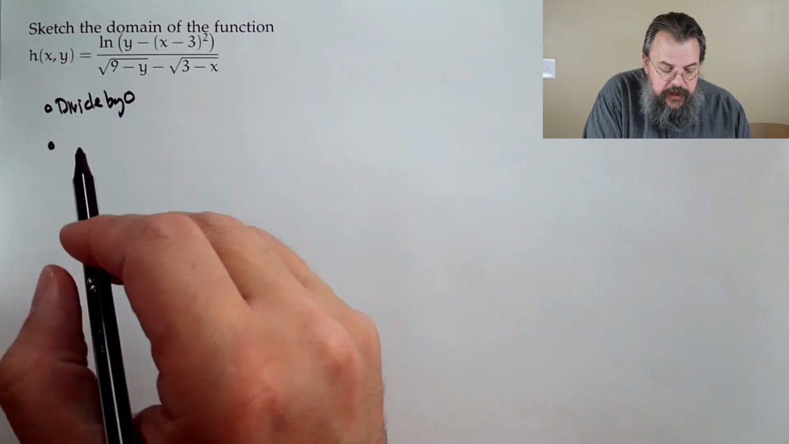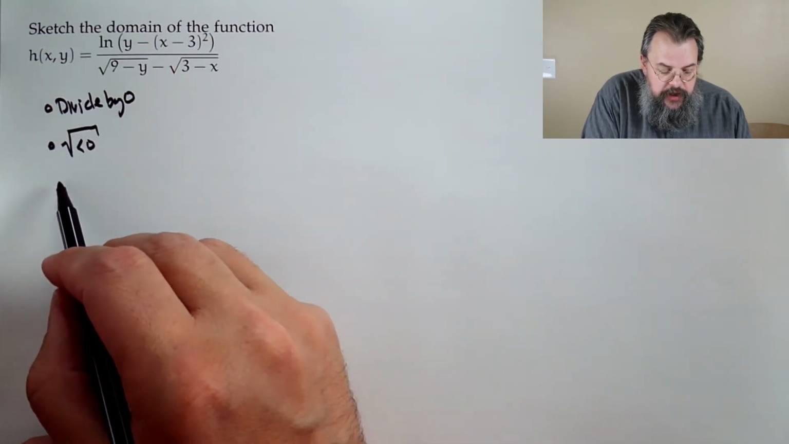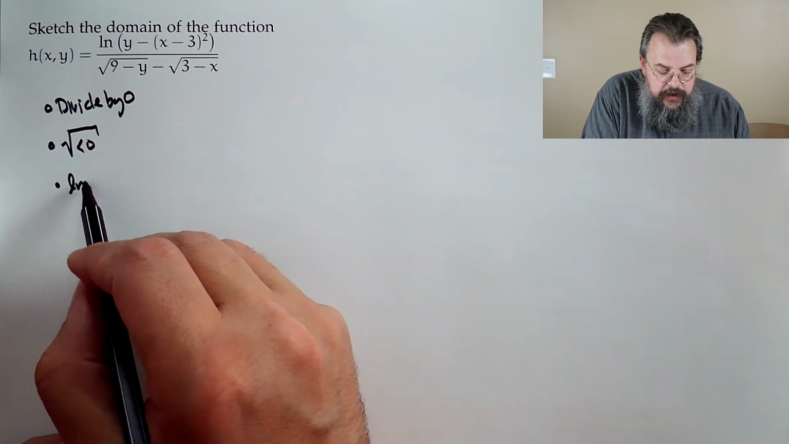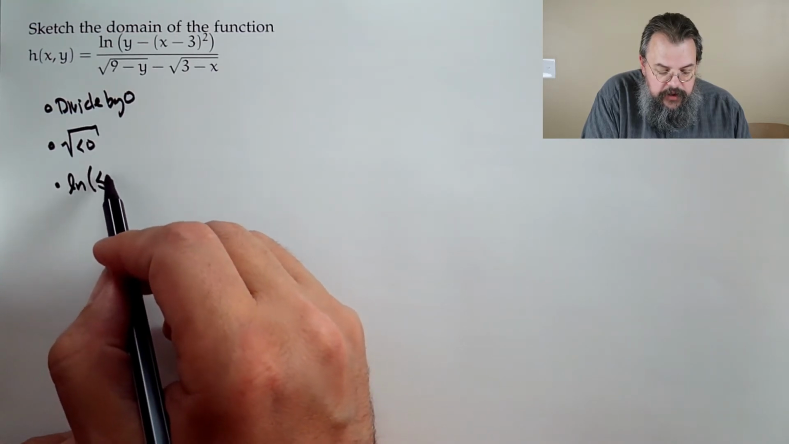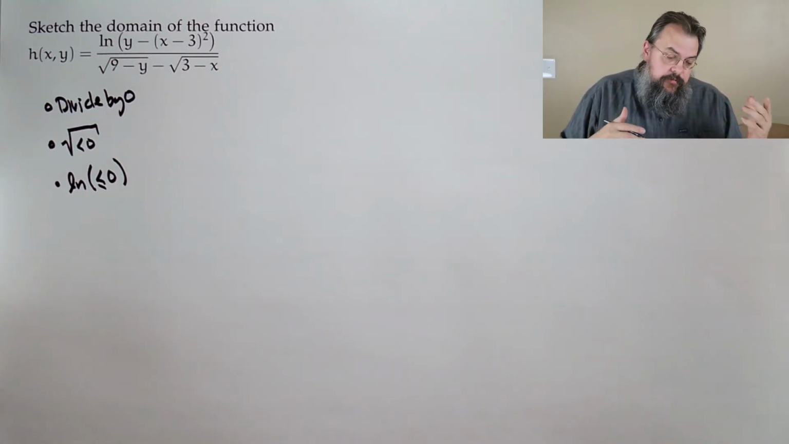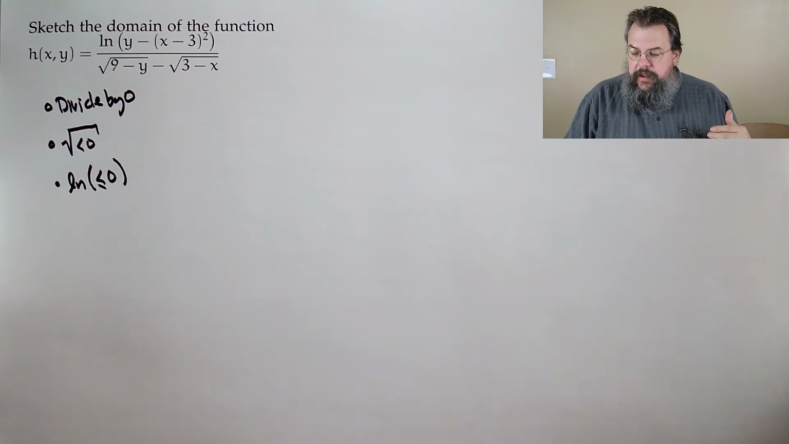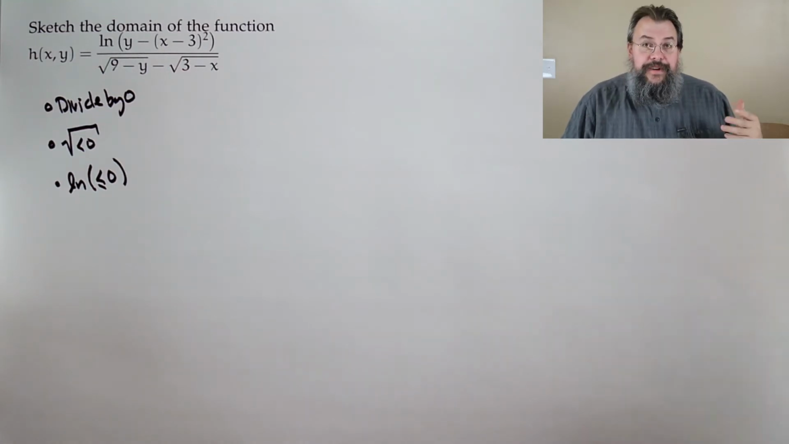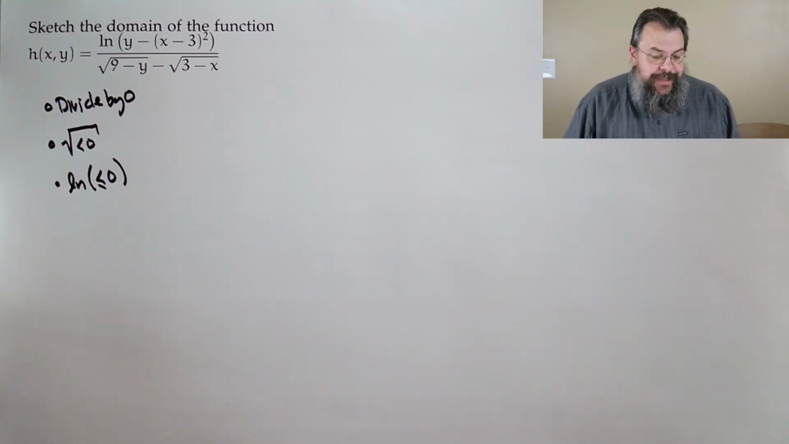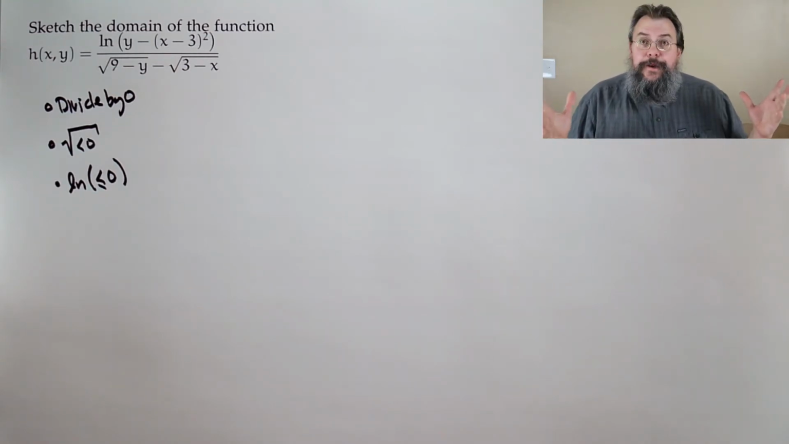We have a square root of something which is negative, and we have a log of something which is less than or equal to 0. Okay, so we just have to go through, piece them together one at a time, and as we do so, we'll get a little bit better understanding of what's going on. Let's start with the numerator.